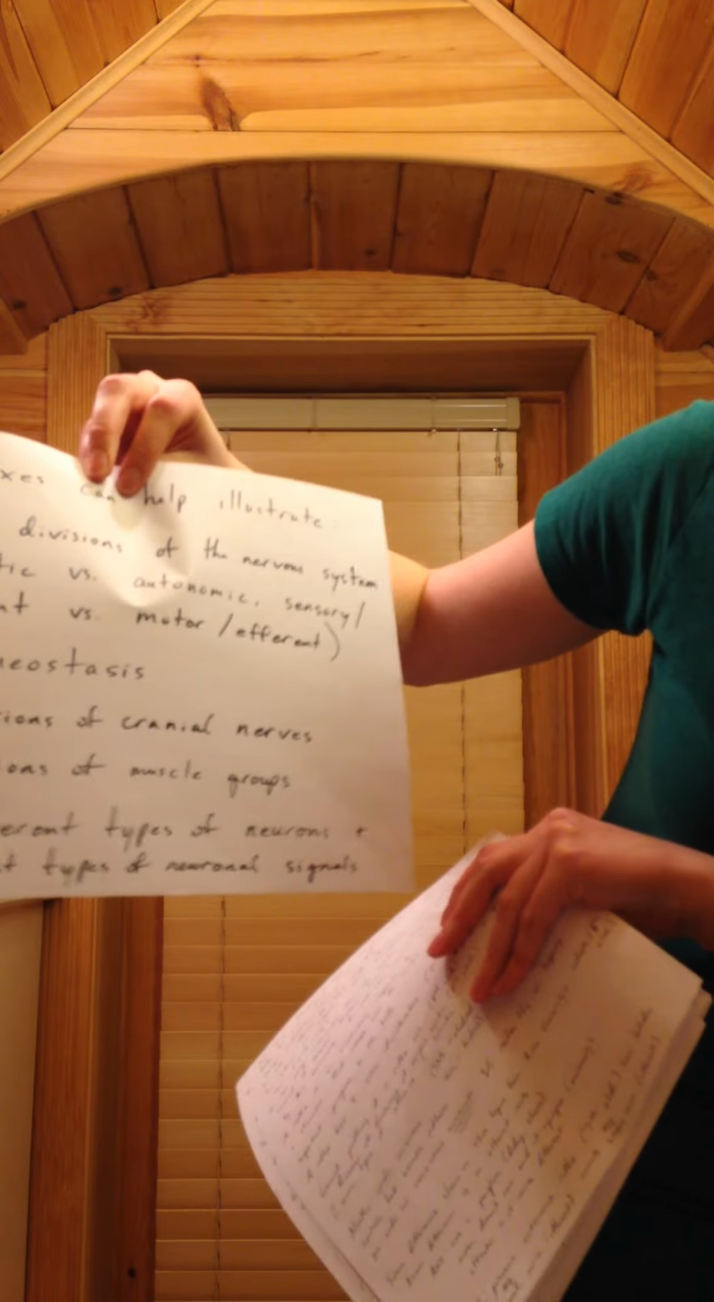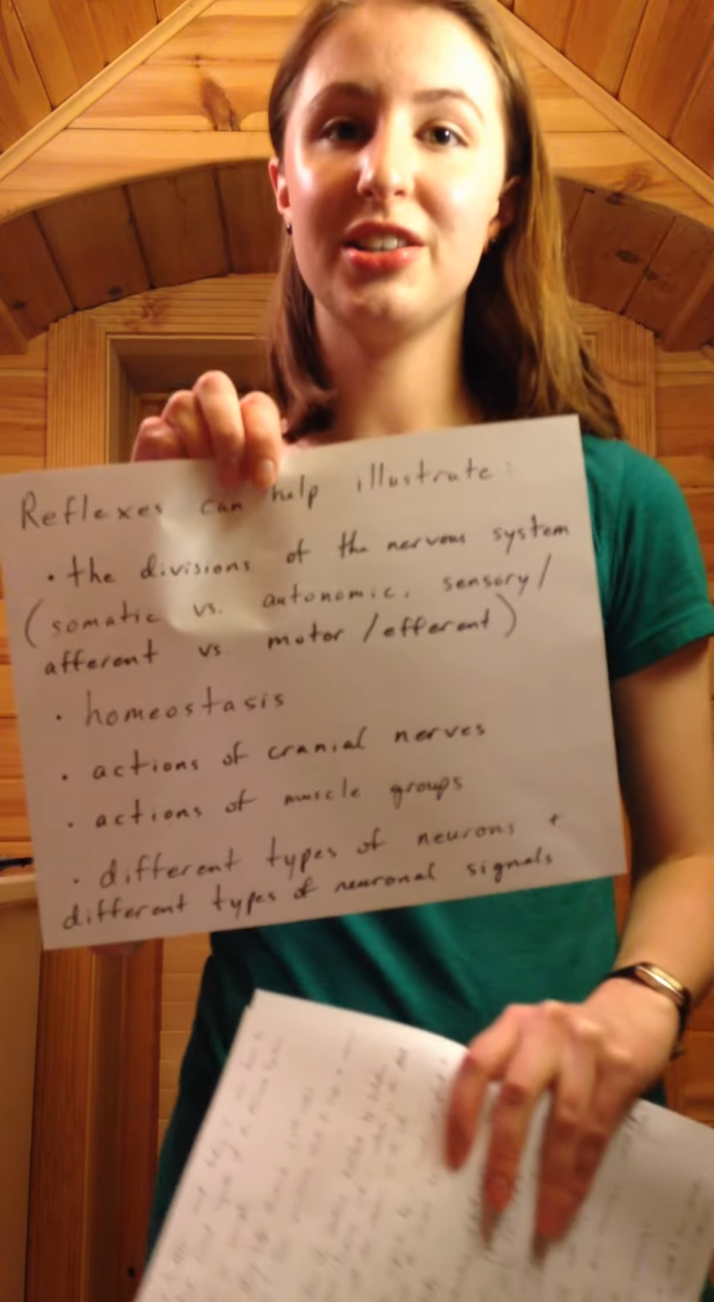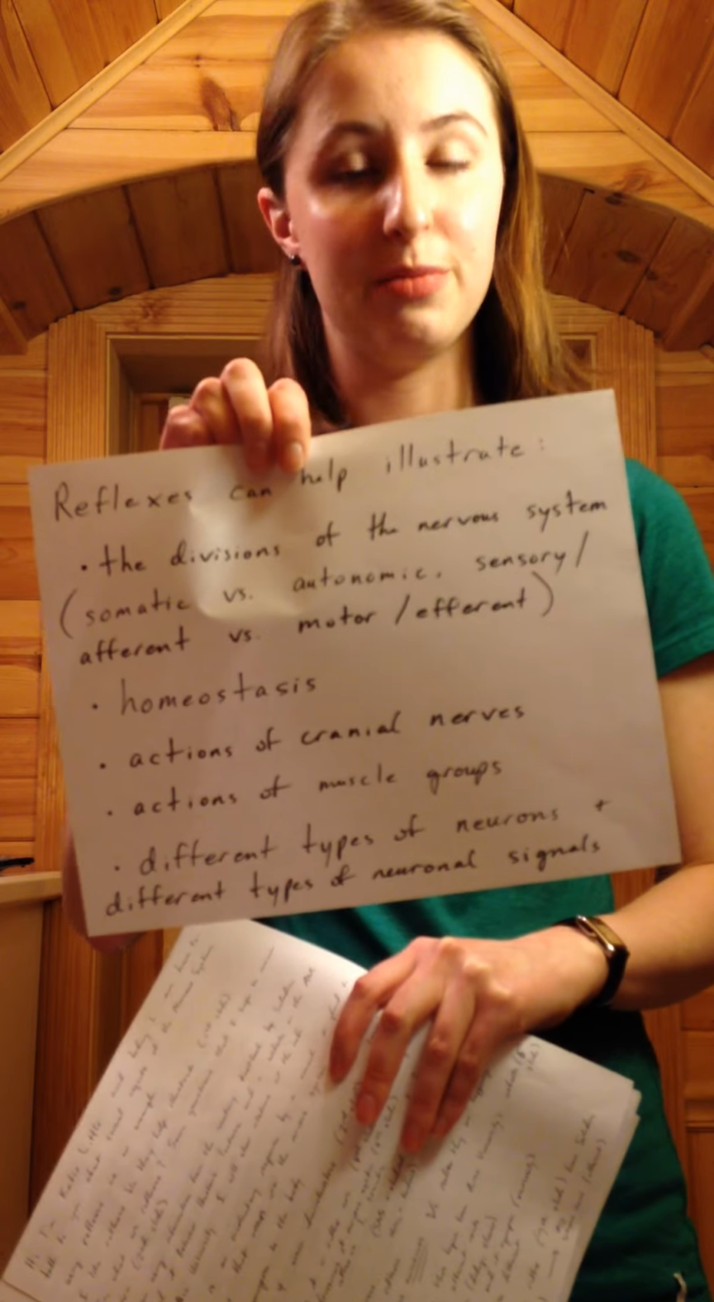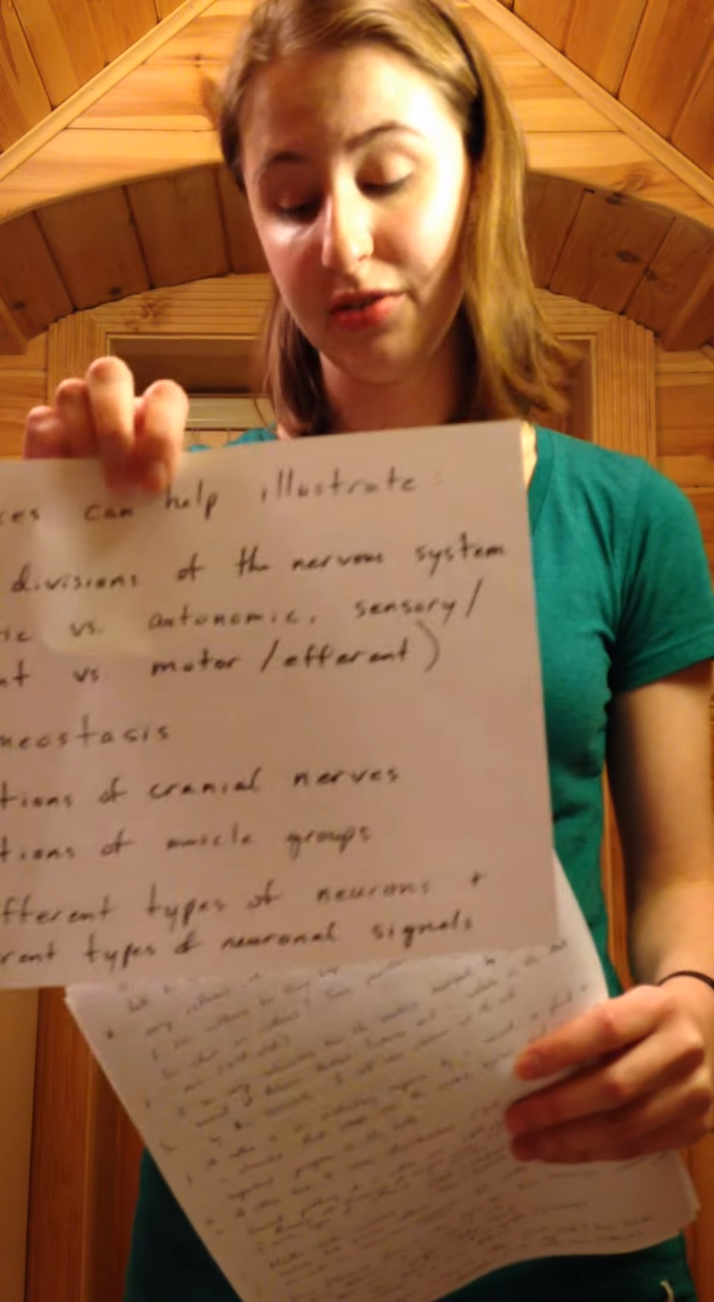And let's see, what's the last one? Yes, different types of neurons, especially interneurons, which becomes very interesting, I think, in reflex actions.